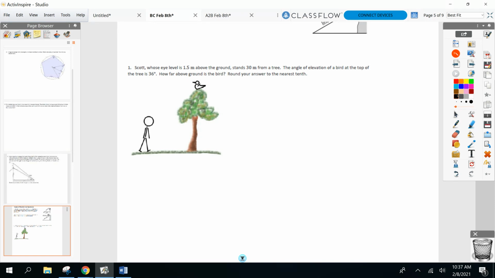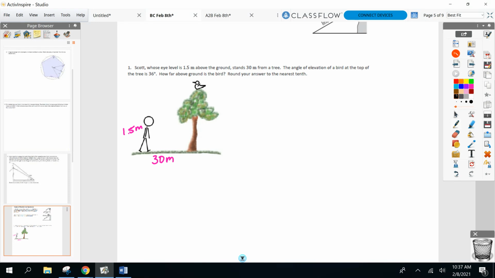All right, his eye level is 1.5 meters above the ground. So basically his height goes right up to his eyes, 1.5 meters. He stands 30 meters from the tree. Let's put a 30 somewhere. He's standing 30 meters from a tree, so we have 30 meters right here.